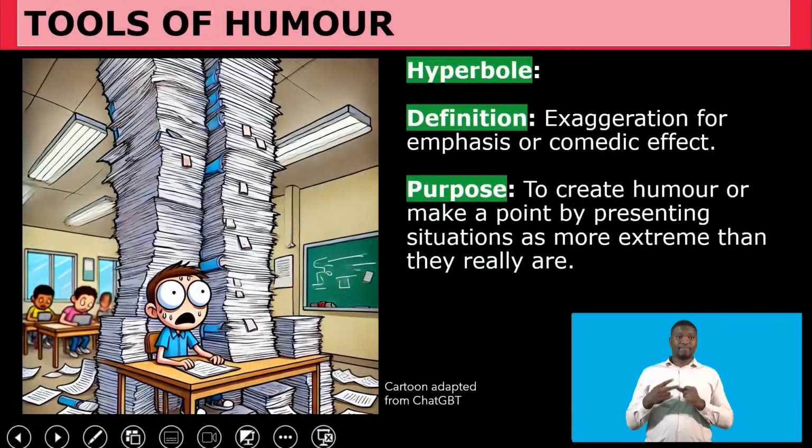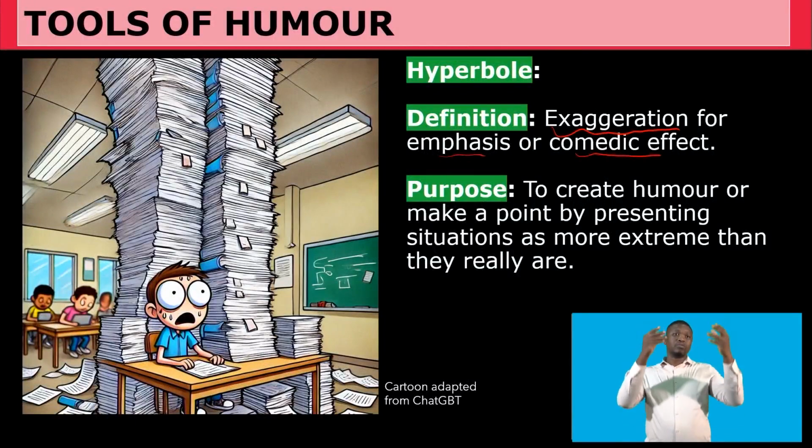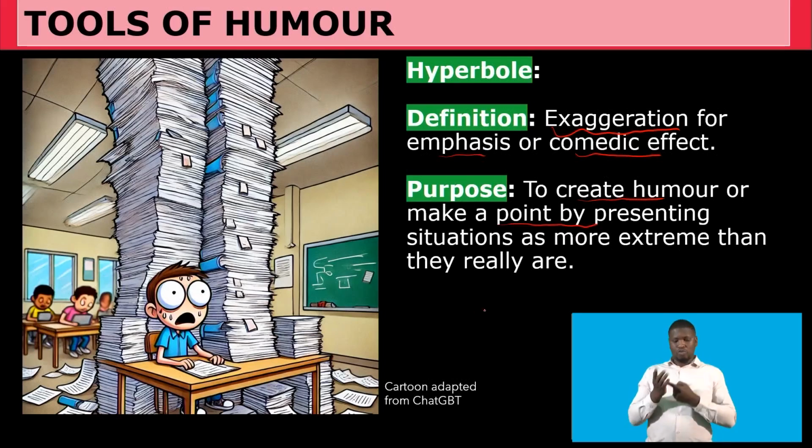The next aspect is hyperbole. That is an exaggeration for emphasis or comedic effect. It is used to create humor or to make a point by presenting situations as more extreme than they really are. If you look at this example, we see a classroom situation.